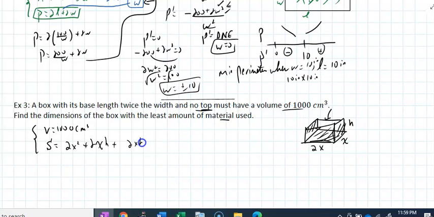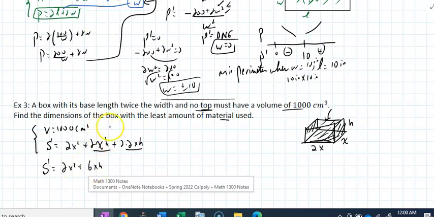So 2x by h, and there's two of them. There's a front and there's the back. So the surface area is 2x squared plus 2xh plus 4xh, which is 6xh. And you notice again, that's always going to be the case. There are two unknowns, and that's where volume comes in.